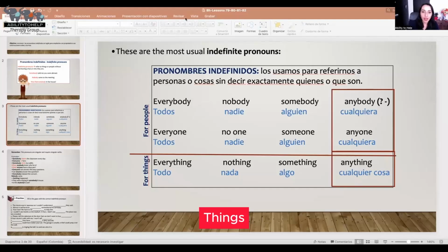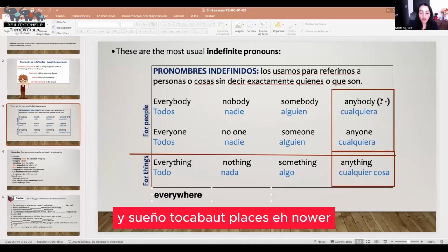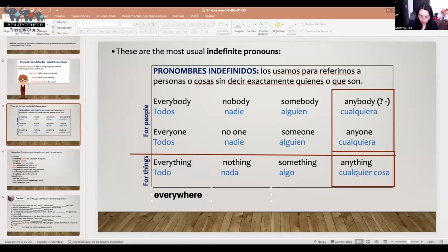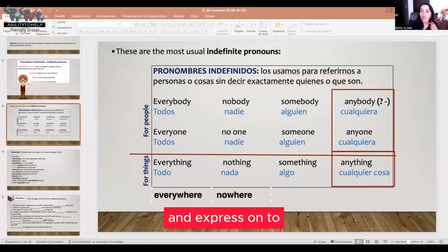But here, I don't know why, but there isn't everywhere. Everywhere is when you talk about places. Nowhere. Nowhere is an expression too. And somewhere.